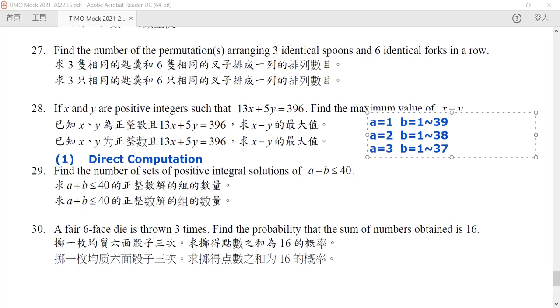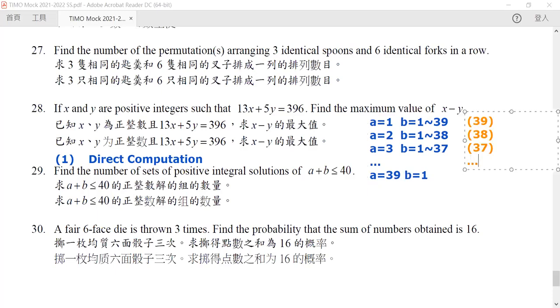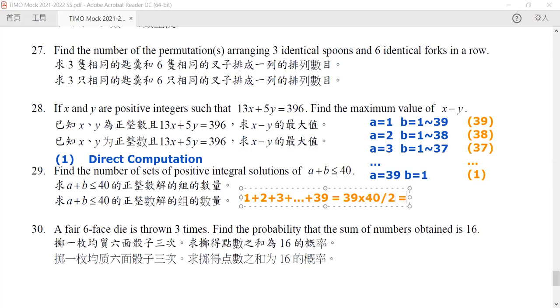So you can very easily see that the last case is when A is equal to 39, and then our B can only have one choice, which is 1. So our answer will simply equal 1 plus 2 plus 3 plus up until 39. And this is equal to 39 times 40 divided by 2, and hence it will be equal to 780. Okay, so this is our answer, 780.